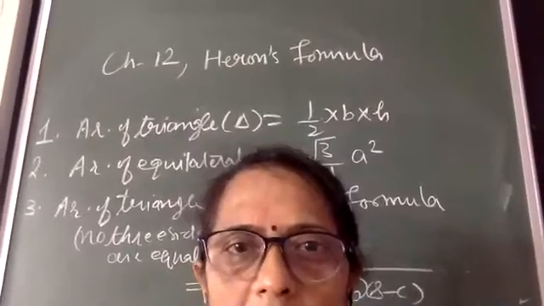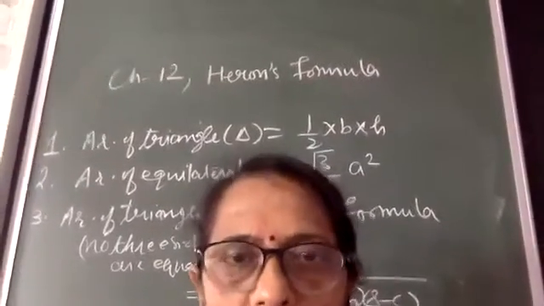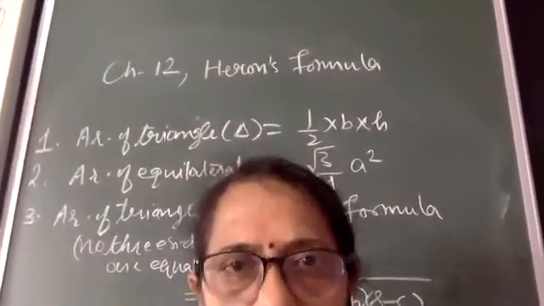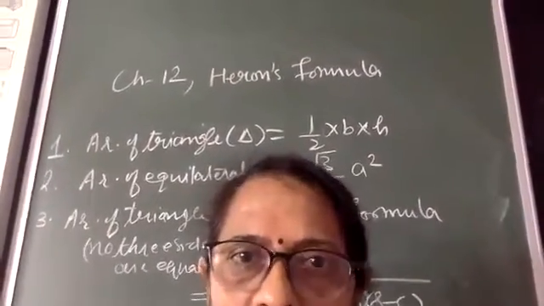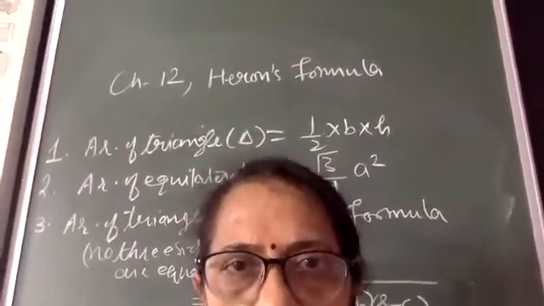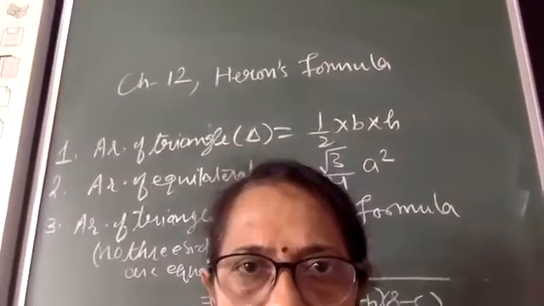Today we are going to start chapter 12, Heron's Formula. This chapter is very important and interesting, and I hope you all will like it because this chapter is going to tell you how to find out area of a triangle when height is not given. Till now, we have studied that if base and height is given, then how to find out area of triangle.